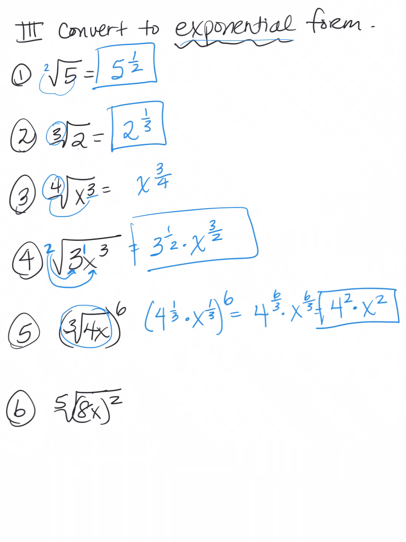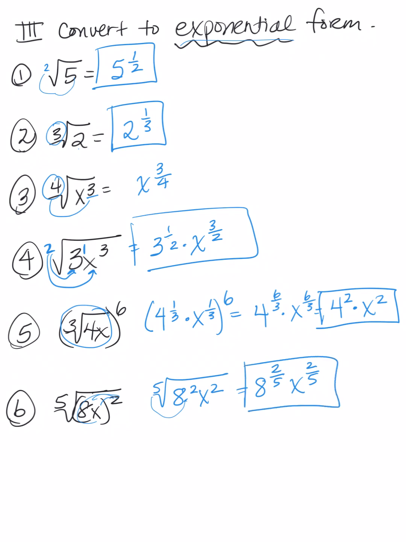Okay, like before, we're going to take care of the inside. So let's distribute this squared part first. So it's going to be 8 squared times x squared, right? Now we need to take that root and make it a rational exponent. So it's going to be 8 to the 2/5 power and x to the 2/5 power. All right, that's what my answer will look like.